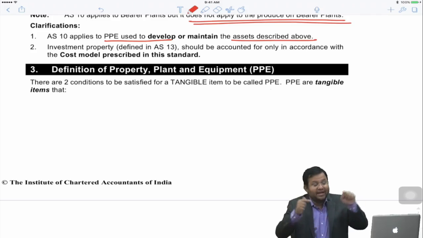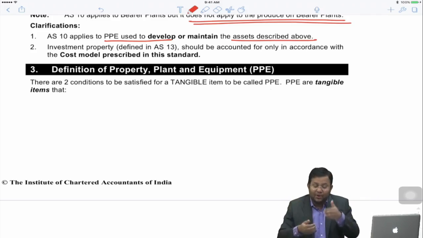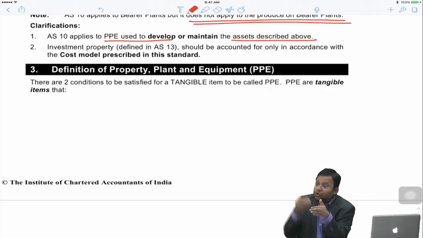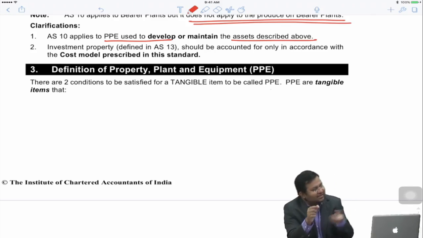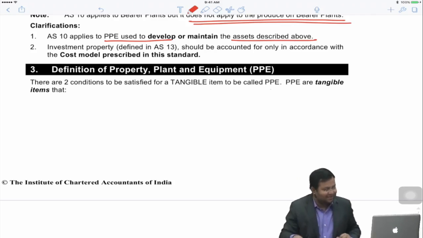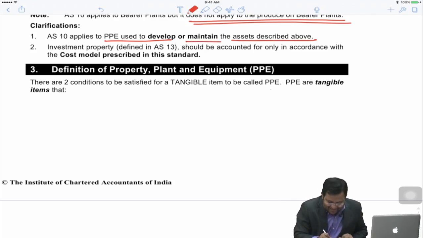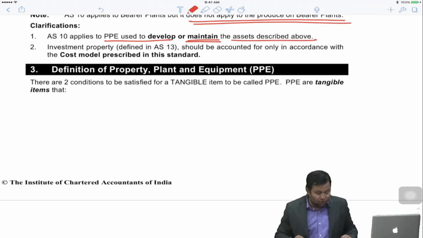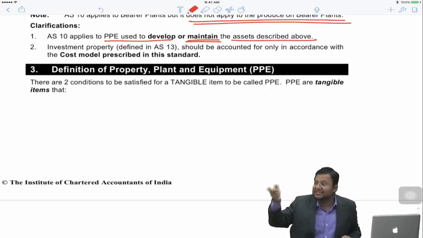So that welding machine is not used in production directly. Welding machine is used to repair or to maintain the main machine which is used in the production. That welding machine will also be covered. कहां पर लिखा है? Maintain. S10 also applies to PPE used to maintain the assets described above.